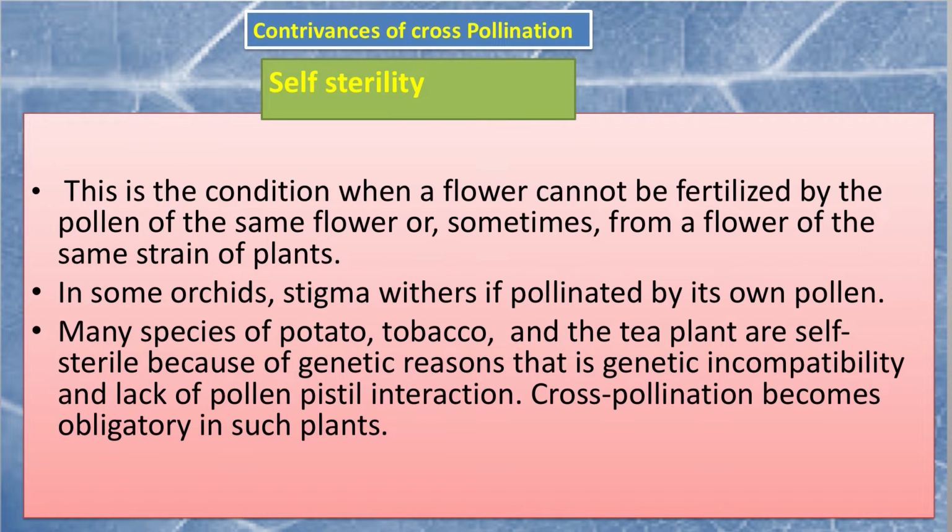This is called self sterile condition. This is seen in case of Nicotiana or tobacco. This is seen in case of potato plant, where the pollen grains become sterile when that falls on the stigma of the same flower, because they are incompatible to that stigma.